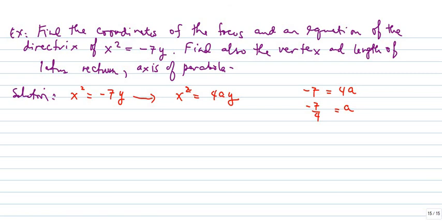Now, take note, from the equation x squared equals negative 7y alone, we already identified the length of the latus rectum, which is equivalent to negative 7, which is equivalent to 4a. So, take note of the length of the latus rectum. We go back to this one: our a is negative 7 over 4.